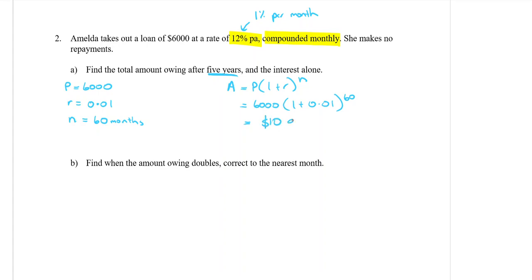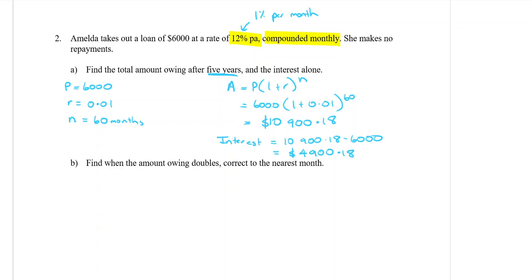What did we get? 10,900.18. It's money. So the default for me is always 2 decimal places when it's money. Unless the question tells you otherwise, there will be some questions that will say round to the nearest dollar, that kind of thing. Okay, to get the interest, because that is the total amount, I need to subtract off the $6,000 that I started with. And that tells me that there's $4,900.18. That was interest.